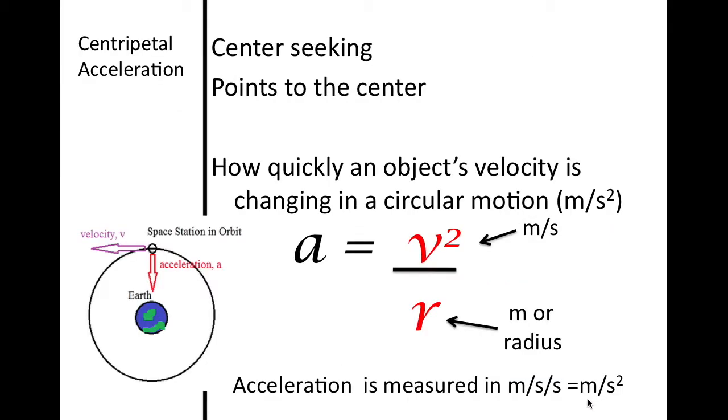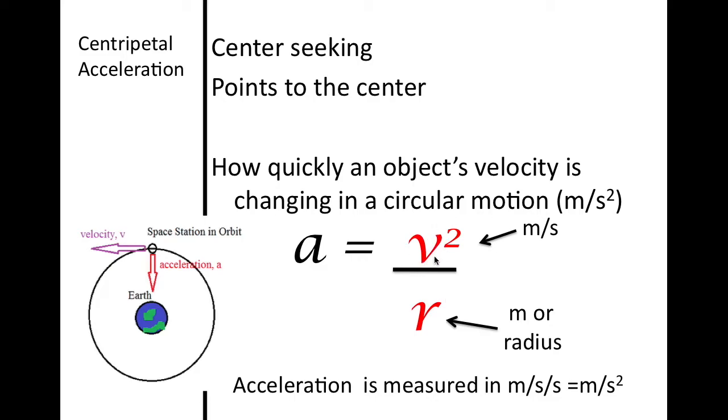Centripetal acceleration is center-seeking. It points to the center. It is how quickly an object's velocity is changing in a circular motion. Remember that velocity can change either by changing directions, or by increasing or decreasing. So acceleration is whenever velocity changes, either in direction or in speed. And here we already have a for acceleration equals v squared over r, which we got from F equals ma.